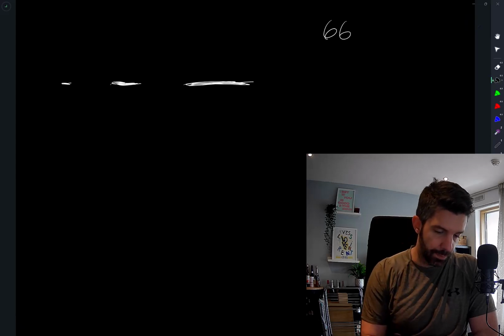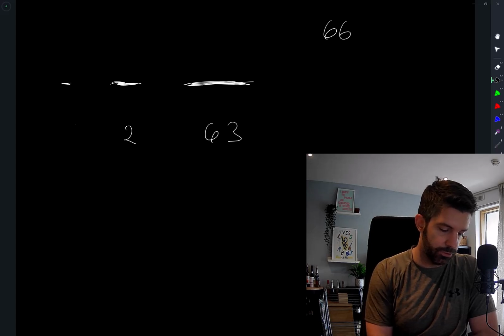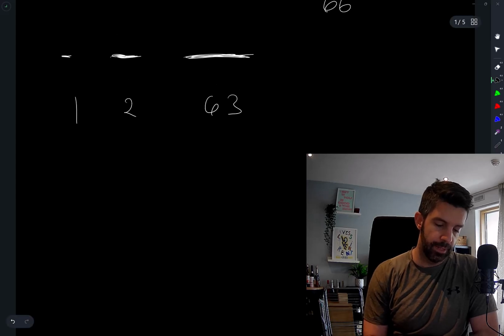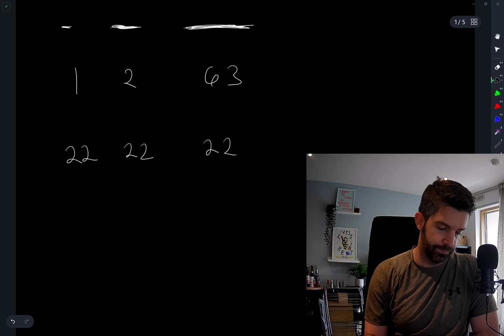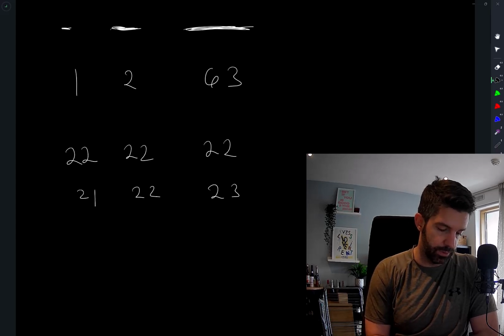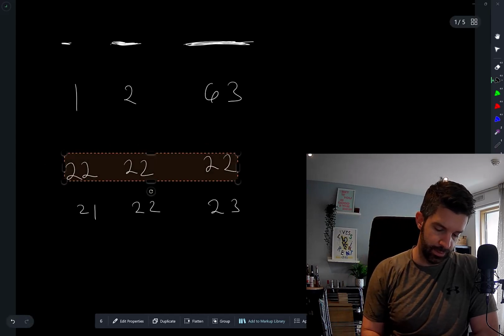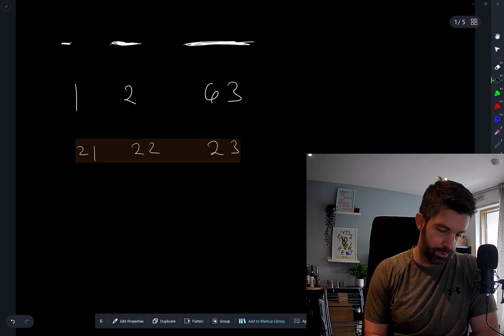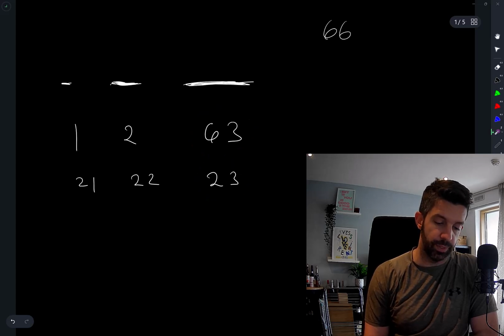The largest possible number that can go there is 63, because then we have 2 and a 1. And the smallest number that can go there, well, this is not allowed. So we have to pass one coin up. If we have 23, 22, and 21, that's allowed. So the smallest number that we can put here is 23, and the largest number is 63.